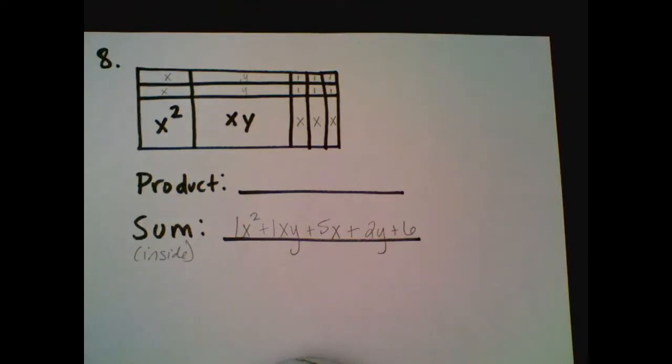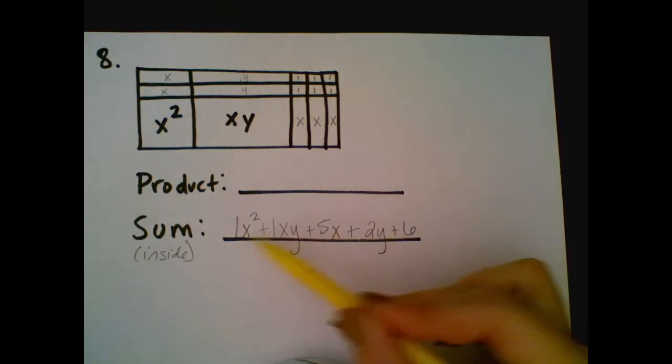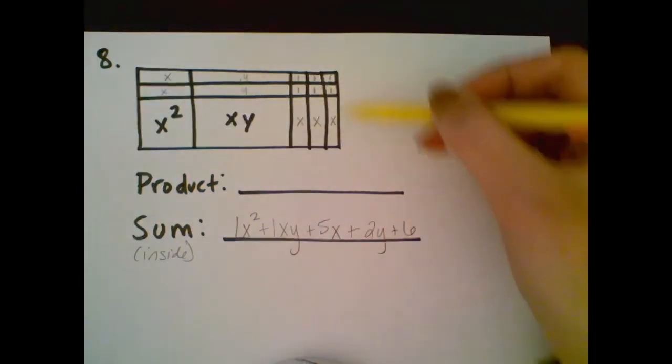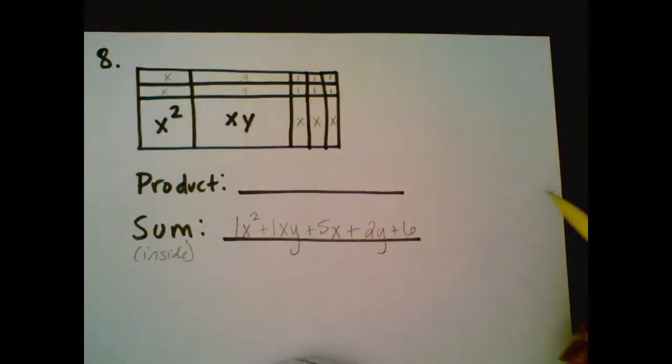So as long as you have all of those parts, we have 1, 2, 3, 4, 5 different parts to the sum. You can have them in any order that you want. Just make sure you have the right number of everything. So the sum is all the inside. It's the area of this rectangle, the inside of it. It's just adding up all your like terms.